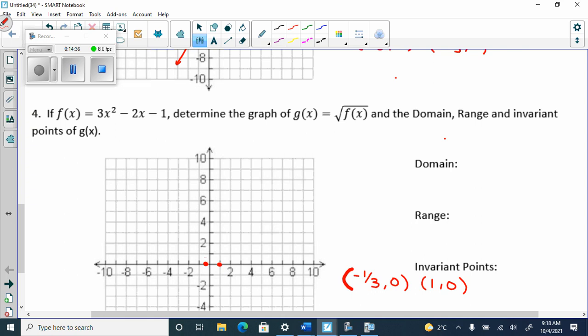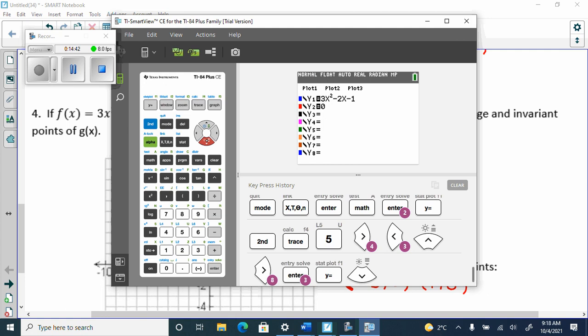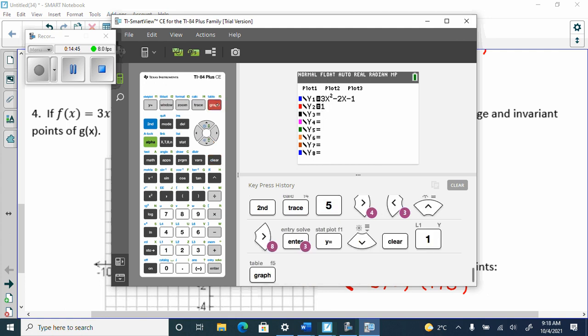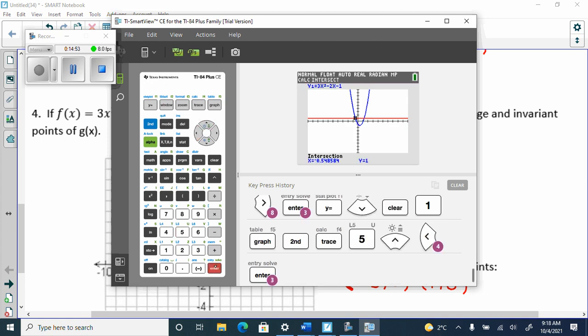Then I need the ones at 1. So I'm going to clear out the 0 and put a 1. Then I'm going to get second trace 5, pop onto the line, enter, enter, enter, and I get negative 0.54 and 1.